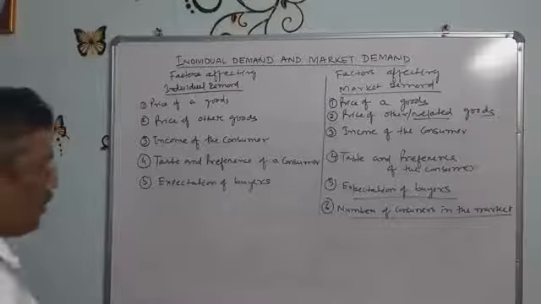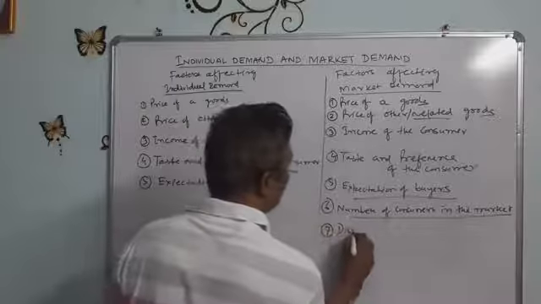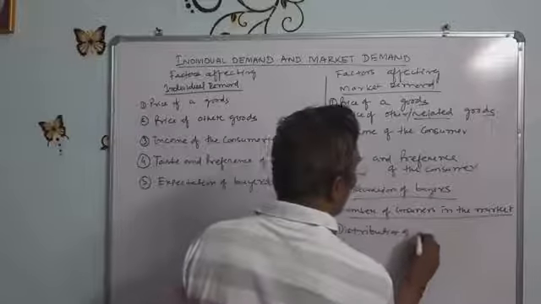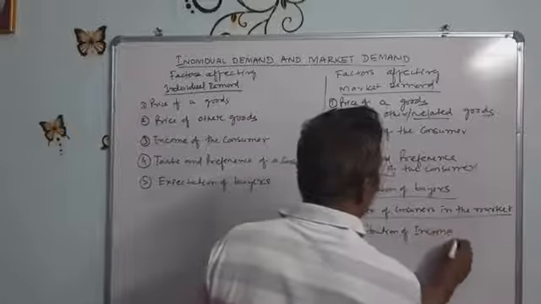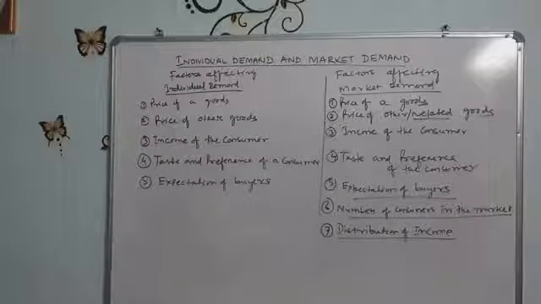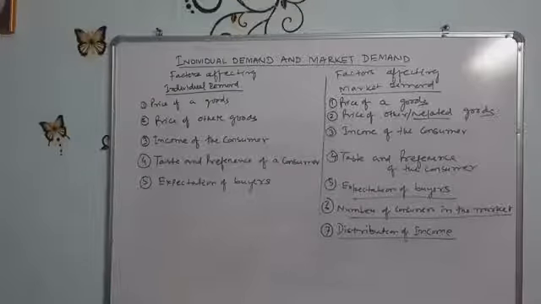Next is distribution of income. It means in a country, those people who have more income will demand more goods, and those people who have less income will demand fewer goods.